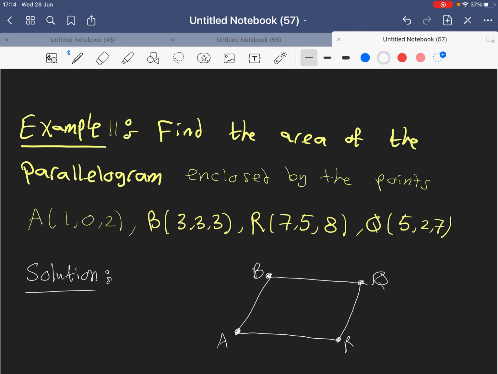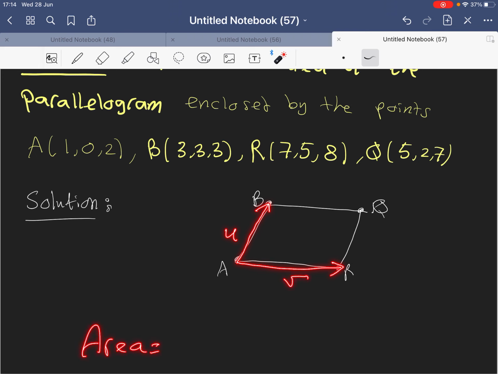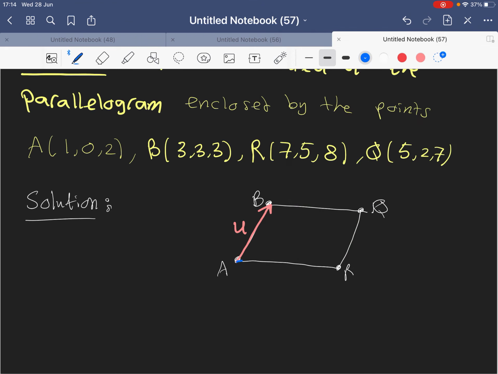Something like this. Now the first thing we need to find is the two non-parallel vectors. So I need to find this vector, I will call it U. I need to find this vector, I will call it V. And then the area will be just U cross V and whatever the answer is. So that's exactly what we are going to do. So just let me do it with a different color here. So first of all, this is U, and I need to find V. So let's find each one of these separately.